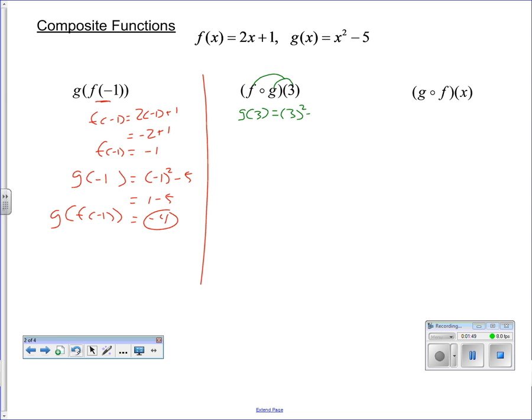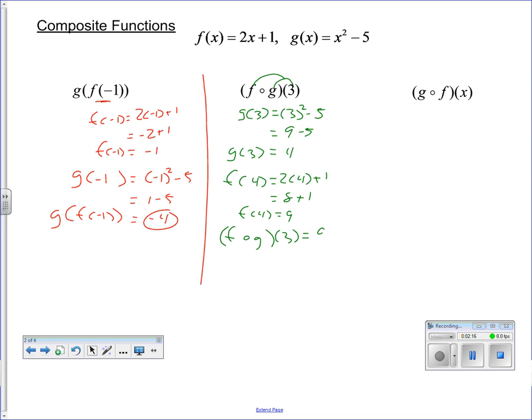That's 9 minus 5, which is 4. g of 3 is 4. And so we now want to do f of 4. That's 2 times 4 plus 1, which is 8 plus 1. f of 4 equals 9. So that means that f of g of 3, our original, gave us a final answer of 9.